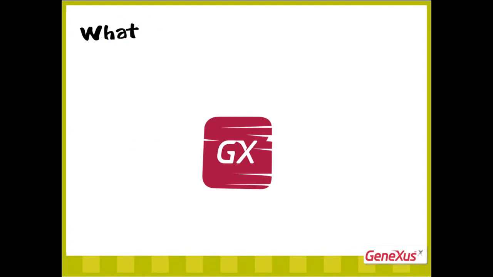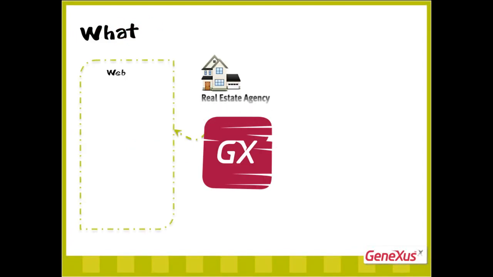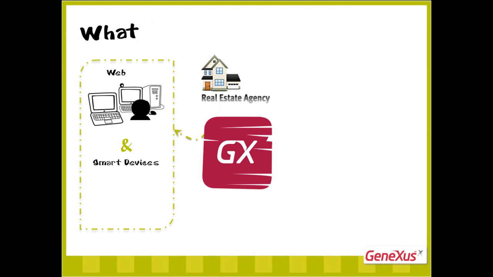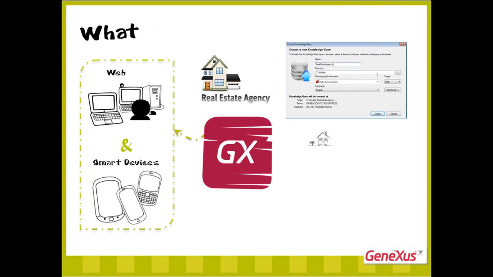The problem we must solve is building an application for a real estate office with a web section and another section for smart devices, to be used by real estate agents during their duties outside the office. For this purpose, we'll create a KB and the necessary transactions: property, to record the real estate properties on sale or for lease, and neighborhood, to enter the neighborhoods where the properties are located.